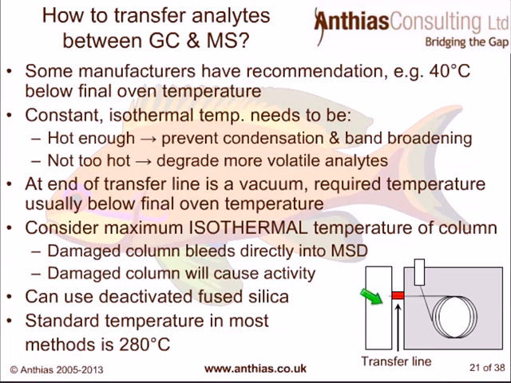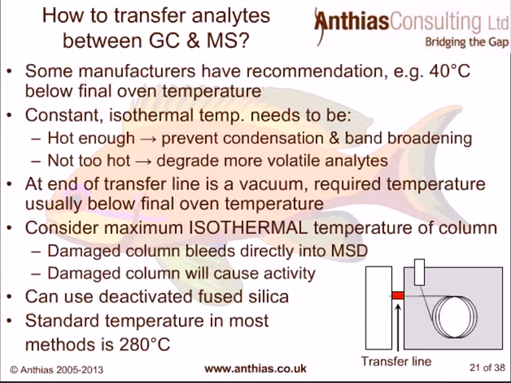So the mass spectrometer generally is under vacuum and the GC is at ambient. Some manufacturers have recommendations, for example 40 degrees below the final oven temperature. It is a constant isothermal temperature, so it needs to be hot enough to prevent condensation and band broadening within the transfer line. But if it's very hot and you have thermally labile compounds, they could be degraded in the transfer line. So you want to have it hot enough, but as low as possible.